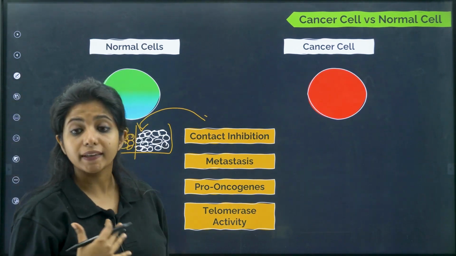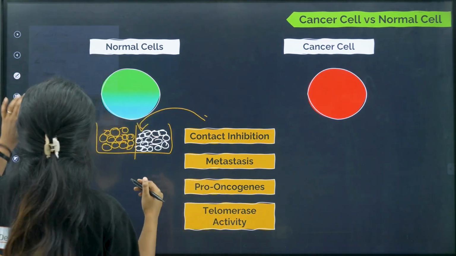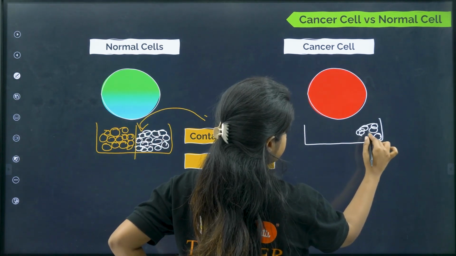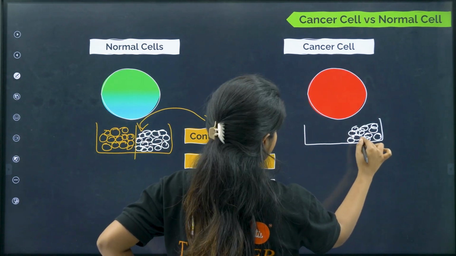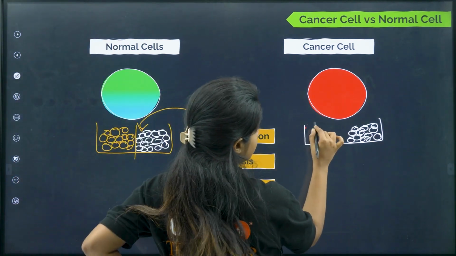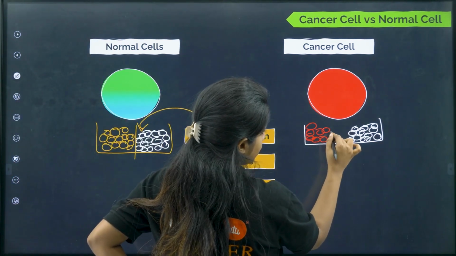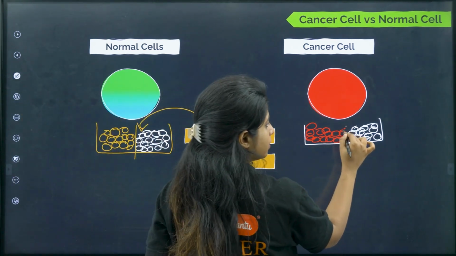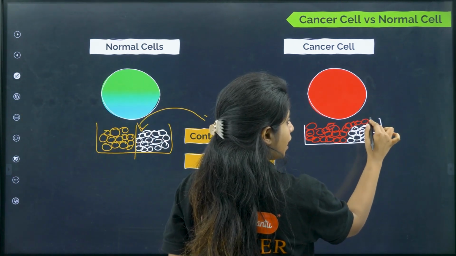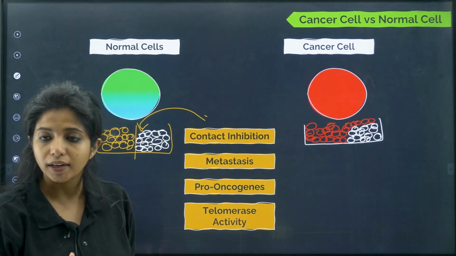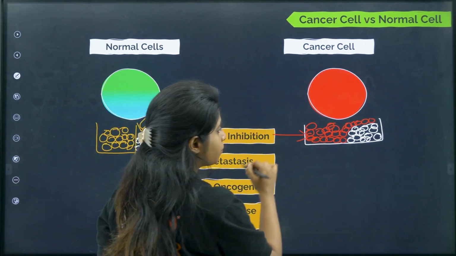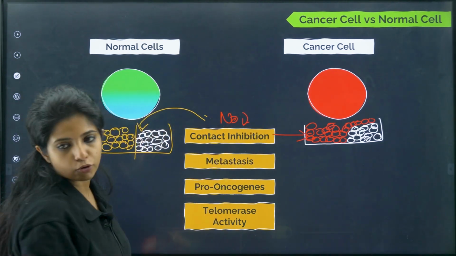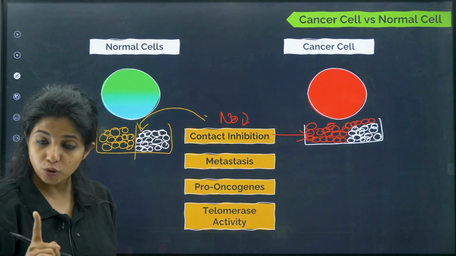On the other hand, when you talk about cancer cells, what happens? Suppose this is a tray again. You have normal cells over here, they are dividing, and then you have cancer cells over here. They are also dividing. What will happen is that the cancer cells keep on dividing and they would not show contact inhibition. They have lost the property of contact inhibition. So I am writing no contact inhibition that is being seen over here. So that is the first property.